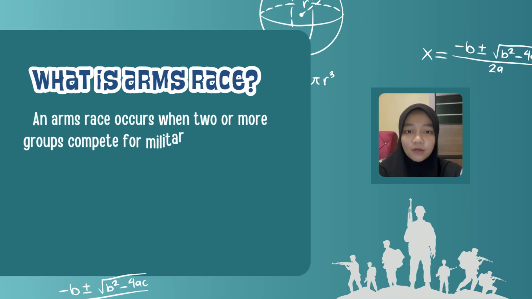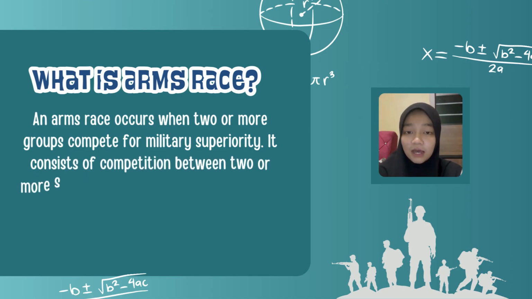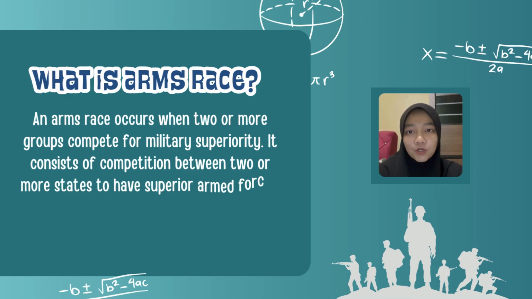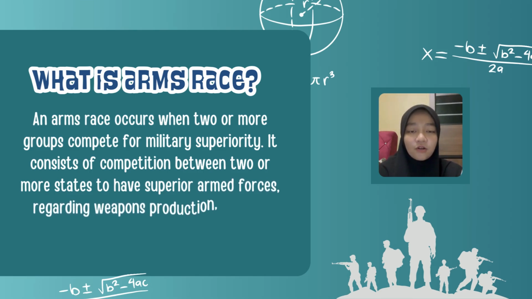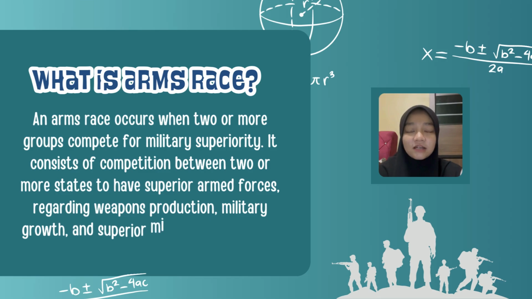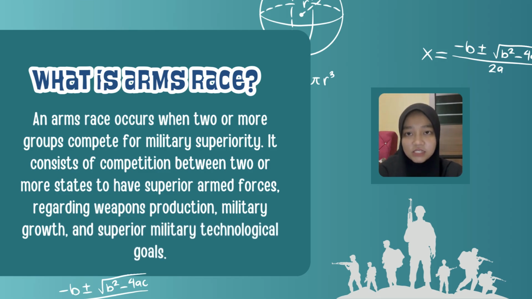Today we're going to learn about the arms race model. Before that, we need to know what an arms race is. An arms race occurs when two or more groups compete for military superiority. It consists of competition between two or more states to have superior armed forces regarding weapons production, military growth, and superior military technological goals.